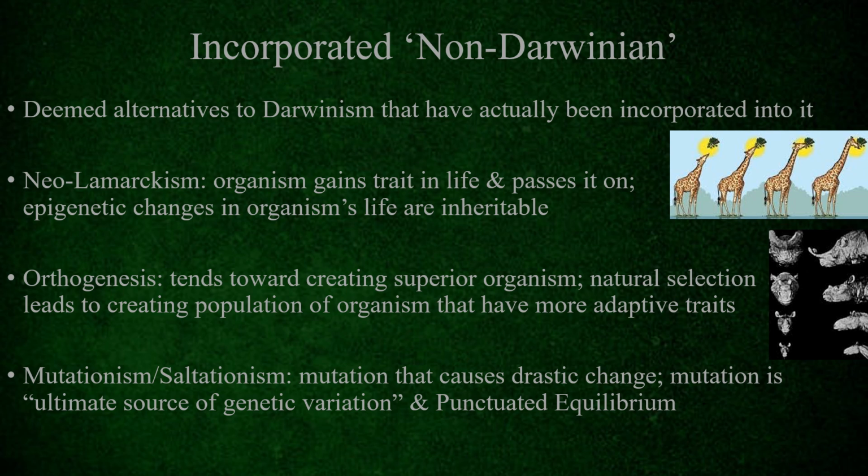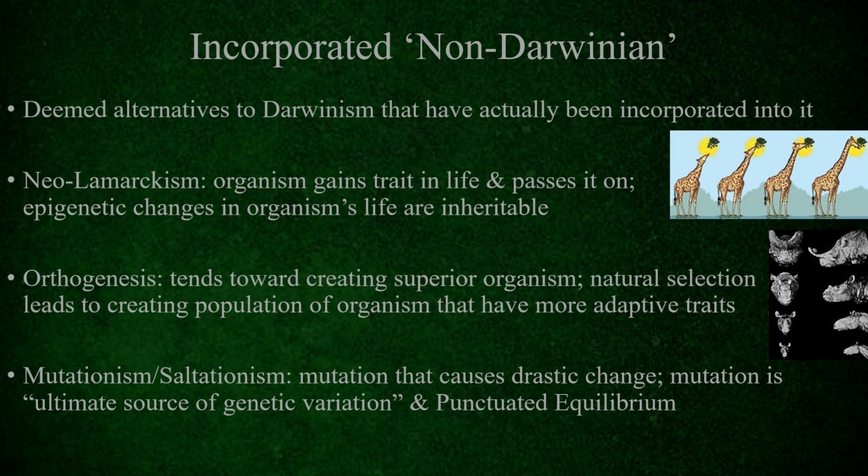There's neo-Lamarckism, which says that an organism gains a trait in its life and then passes it on. The most common thought example is to think of a giraffe stretching out its neck to try and get higher up leaves in a tree, and then passing on its longer stretched-out neck to its offspring. Well, this is incorporated in Darwinism because Darwinism says that an organism can have an epigenetic change in its life and then pass that on to its offspring. So that is a trait changing in the organism's life, then being passed on.